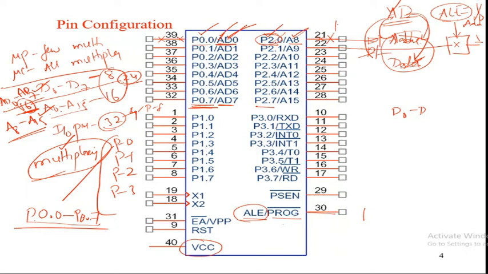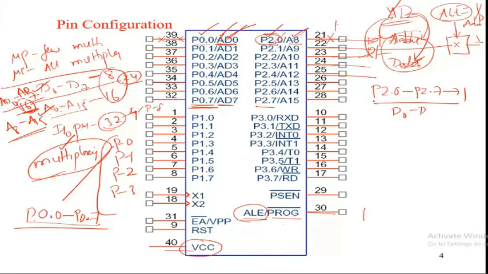So now port 0.0 to 0.7, suppose here port 2. If I connect all the LEDs to port 2, I am going to activate port 2.0 to 2.7 as 1. Means that all these port pins are going to be connected to the VCC and I am connected to the LEDs. So automatically it will be 1.